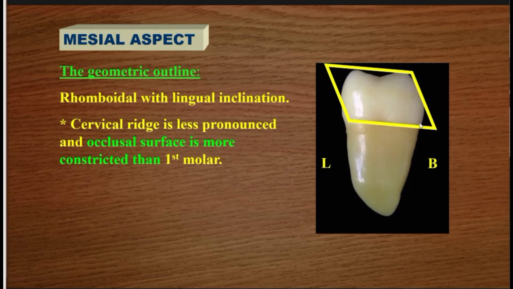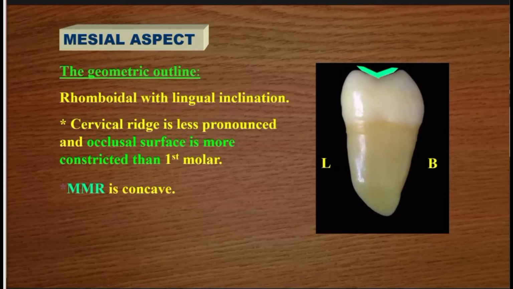The mesial root is only visible. Why? Because the mesial root is bigger buccolingually than the distal root. So it covers the distal root totally, and we can see only the mesial root. On the distal side, we can see both roots. And mesial marginal ridge is a little bit concave.